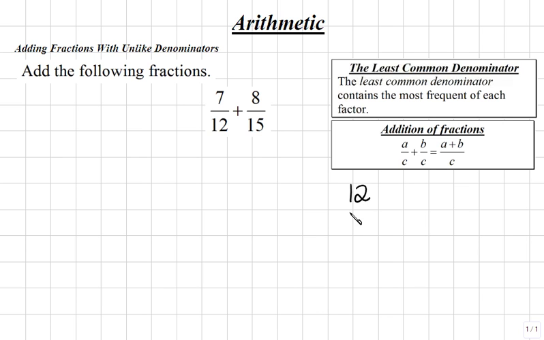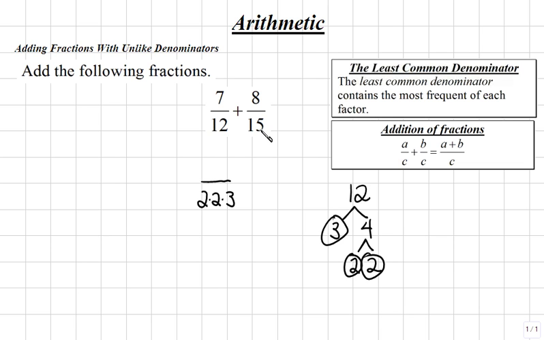So for 12, we'll find two numbers that multiply to give us 12. That would be 3 times 4. But 4 can be factored to 2 times 2. So the prime factorization for 12, which we'll write as the denominator, will be 2 times 2 times 3, being the bottom leaves of our factor tree.